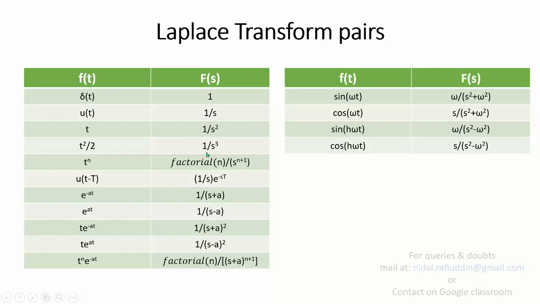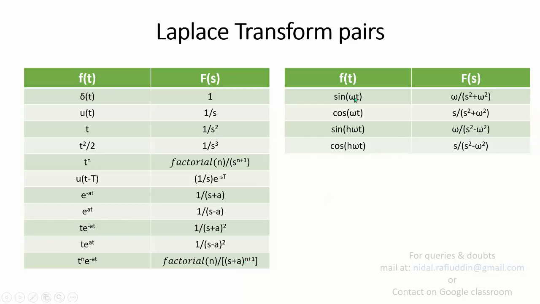And likewise, you can see other pairs for which the Laplace transform is given on the right side of the table. For t raised to the power n, it is factorial n divided by s raised to the power n plus 1. Then t raised to the power n e raised to the power minus at is factorial n divided by s plus a to the power n plus 1.